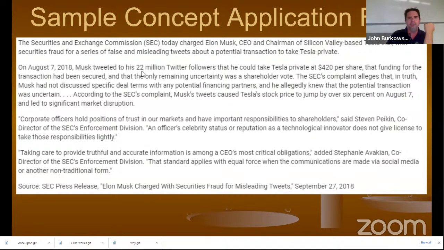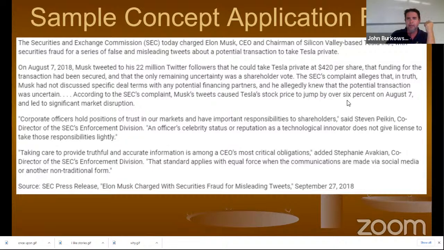private at $420 per share, that funding for the transaction had been secured, and the only remaining uncertainty was a shareholder vote. The SEC's complaint alleges that, in truth, Musk had not discussed specific deal terms with any potential financing partners, and he allegedly knew that the potential transaction was uncertain. According to the SEC's complaint, Musk's tweets caused Tesla's stock price to jump by over 6% on August 7th and led to significant market disruption.